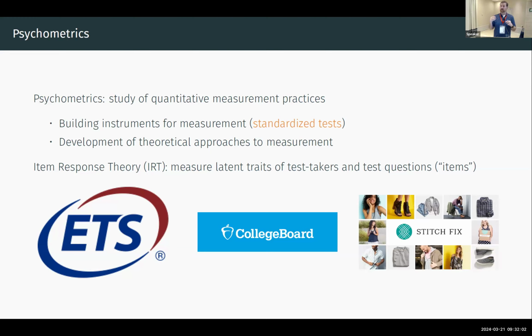One is around building measurement instruments. So think standardized tests, right? Things like the SAT, the GRE, other standardized tests you've taken at various levels of schooling. They call these standardized tests because the idea is that even if the questions in the test change over time, as people take it again, they want different questions, but still get at the same ability.